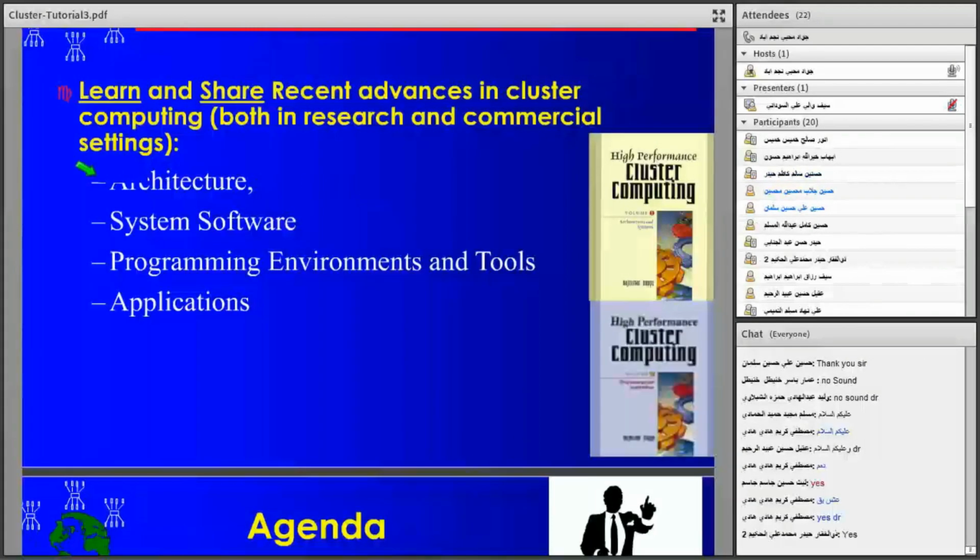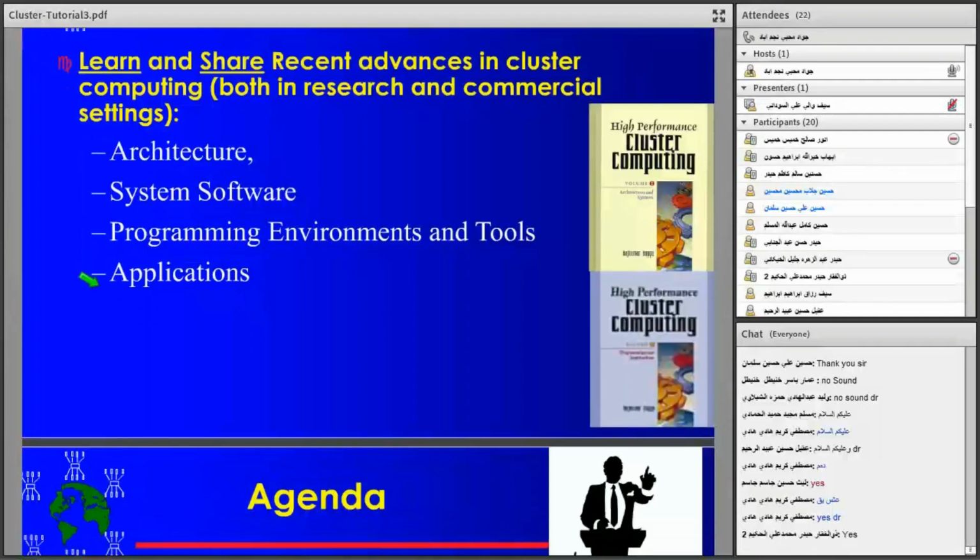These slides I got from the book High Performance Cluster Computing, which was written by Professor Buyya. In this book you can learn and share research advances in cluster computing, both in research and commercial settings. In this book you can find the architecture, system software, programming environment tools for cluster computing, and so on. And finally, some applications which are developed to execute on cluster computing systems.